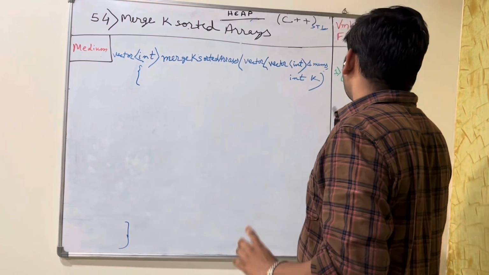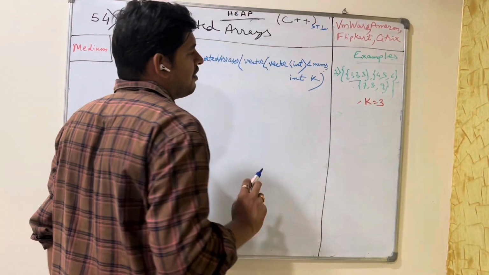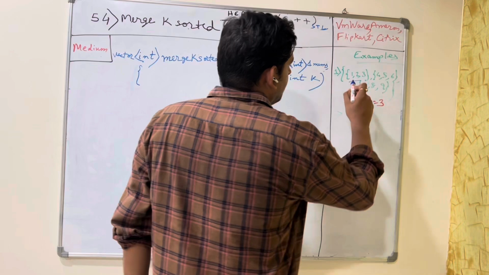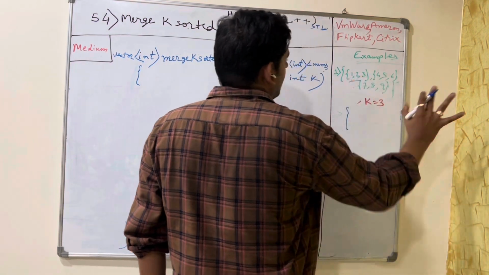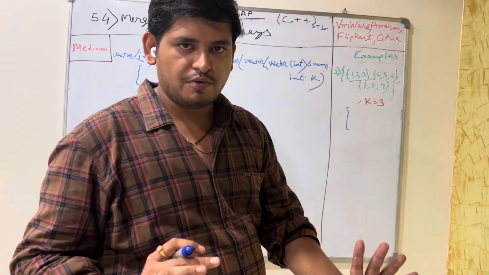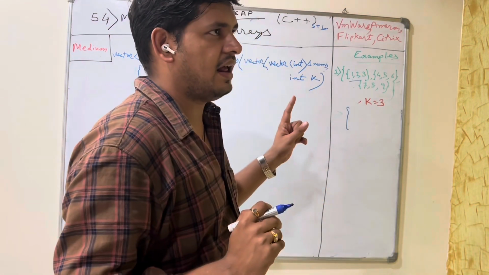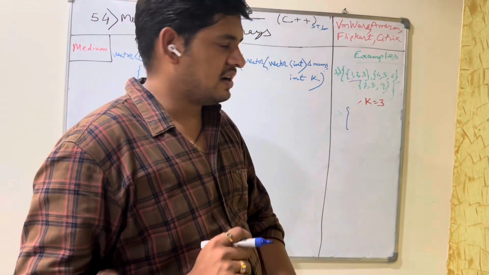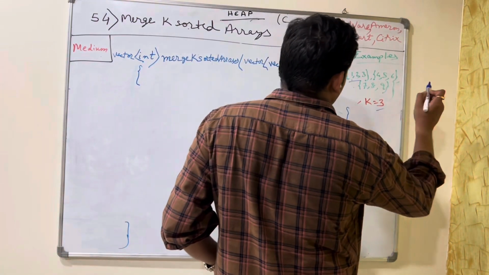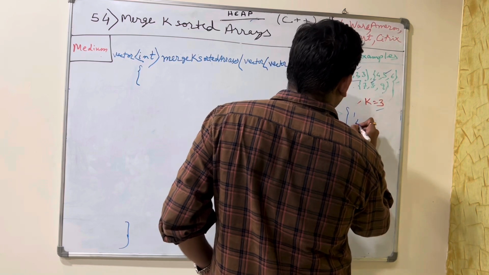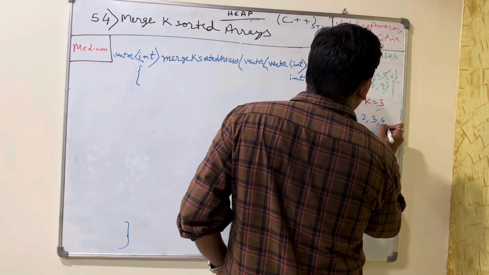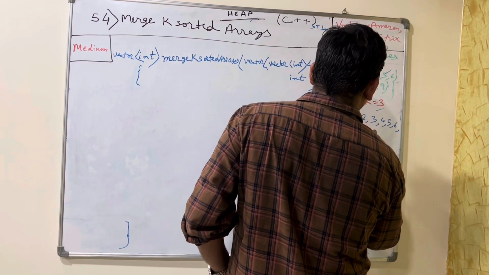Okay, so let's look at this example. 1, 2, 3, 4, 5, 6, 7, 8, 9. So this 1, 2, 3 is sorted. Whatever the elements are, we need to include all of them together and return a single array which is completely sorted. So here we are given k is 3, there are 3 lists, right? So the answer would be simply a sorted array which comprises all these elements.